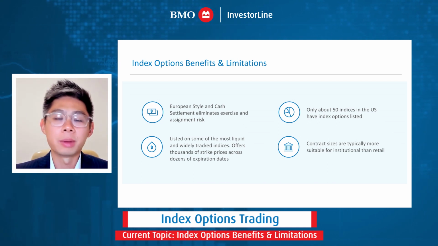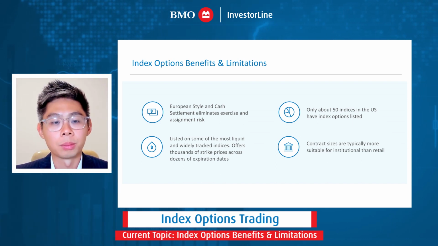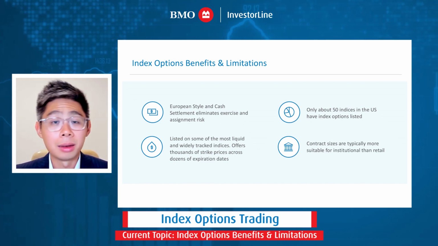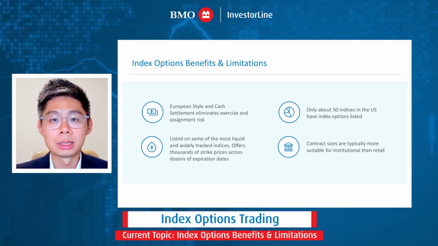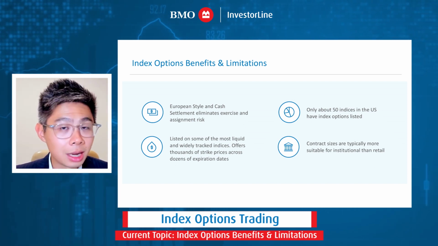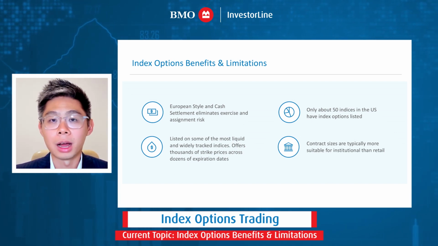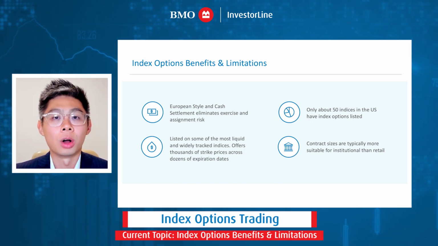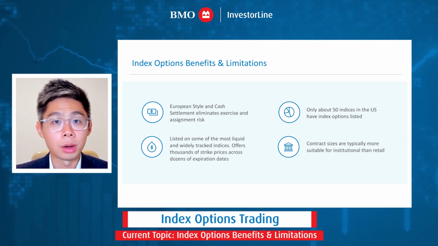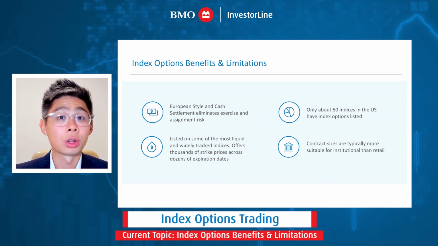So one of the key benefits, like I said before, is the fact that they're cash settled and European style. And this tends to favor option sellers, because sellers generally want to avoid early assignment. They don't want to, in the middle of an option contract prior to expiration, be forced to own or be short an underlying security. Index options effectively eliminate that risk altogether.